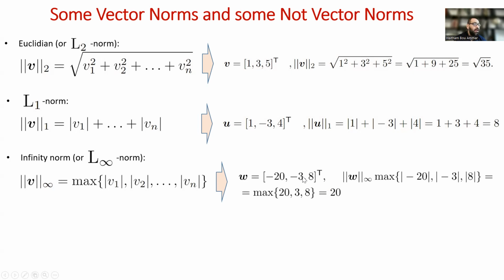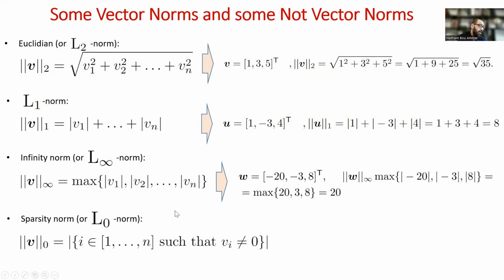Then the max norm of that vector W will be the max of the absolute value of -20, the absolute value of -3, and the absolute value of 8. Now the absolute value of -20 is 20, the absolute value of -3 is 3, and the absolute value of 8 is 8, so the max of these is 20. So the L infinity norm, or the infinity norm, of this vector W is 20.